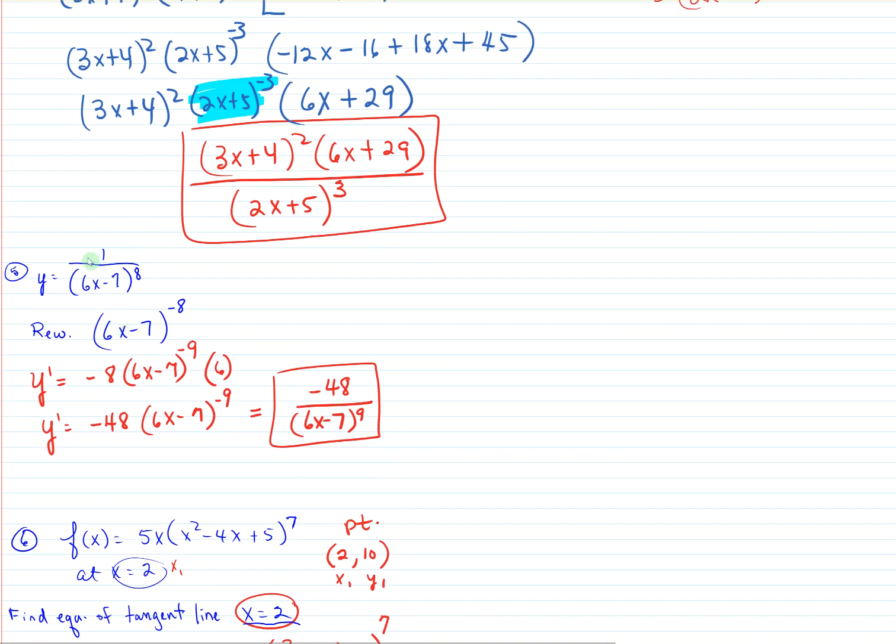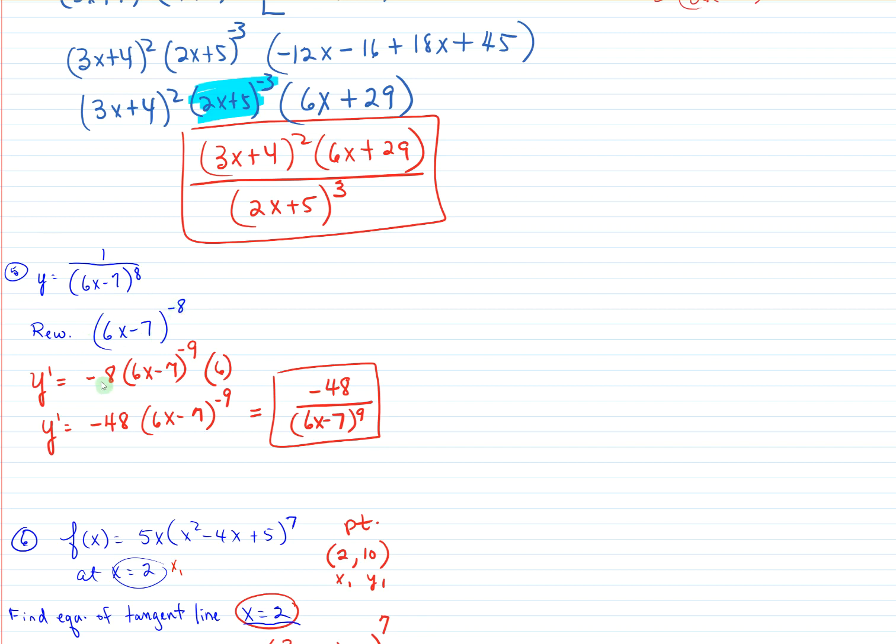Number 5, we're going to do a rewrite on this. When you see this on the bottom, we need everything to be on the top, one line. So if it moves to the top, this changes from a positive exponent to a negative exponent. We have 6x minus 7 to the negative 8. Then we can use our chain rule.